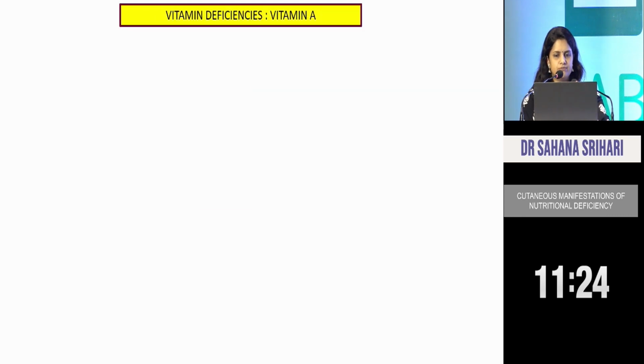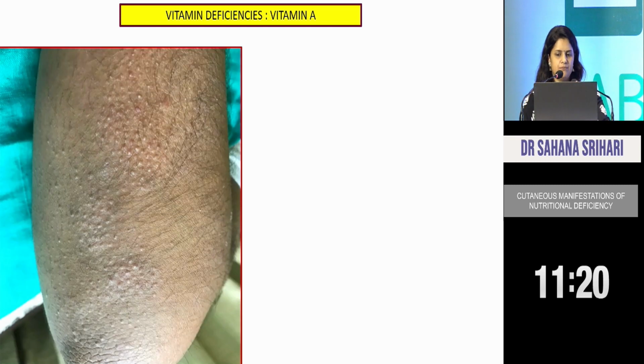Next we come to vitamin A deficiency. Here the features are grouped hyperkeratotic and pointed follicular papules, predominantly on the elbows and knees with the central keratotic horny spines.